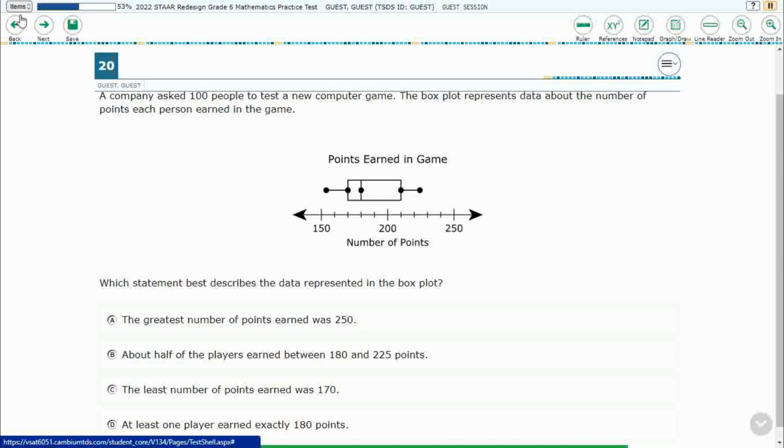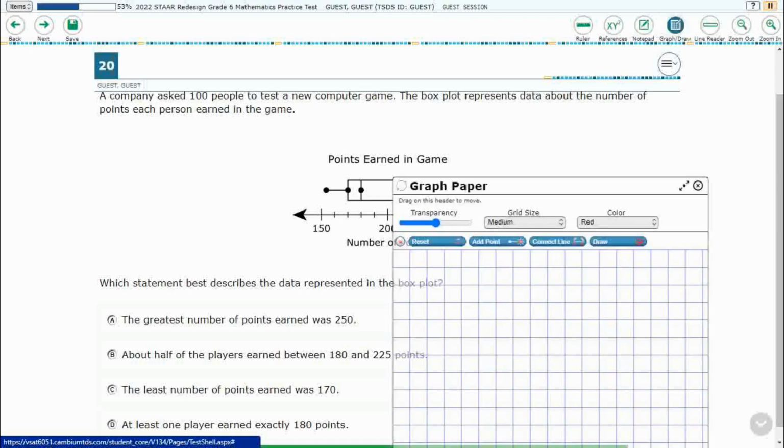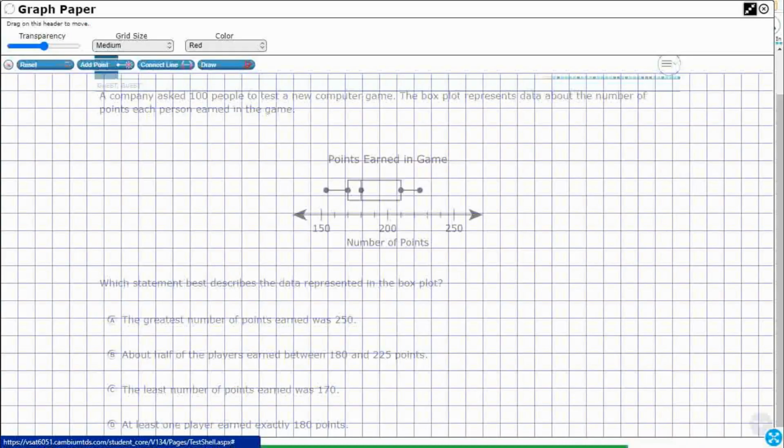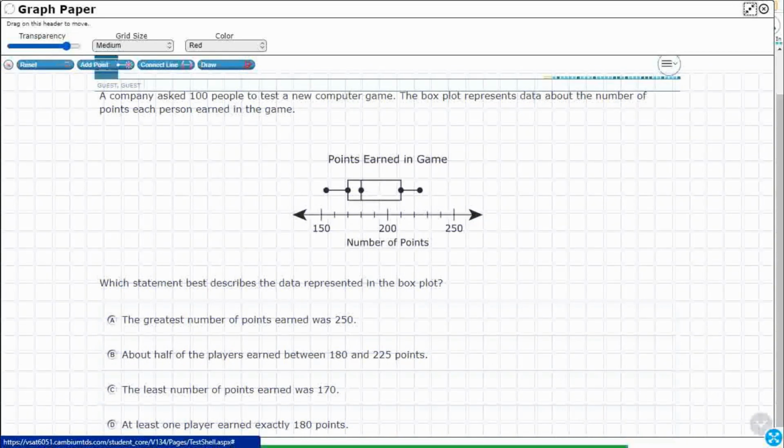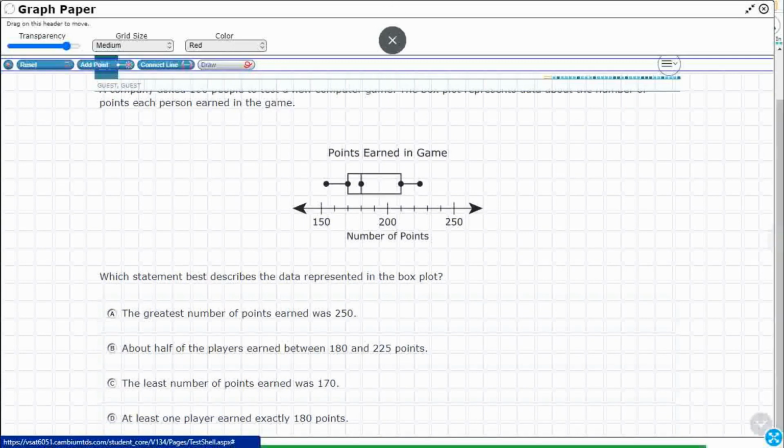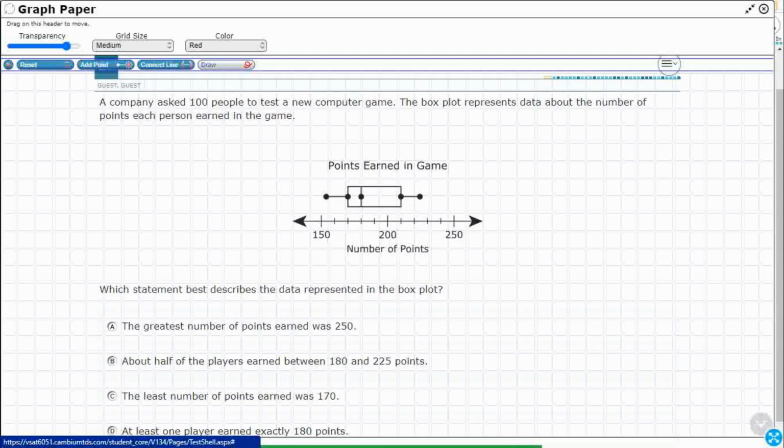We have a box plot here, and we need to simply find a statement that is true. All right, so let's open up our graph draw feature, increase the transparency here, and let's look at our data here. So first off, it says the greatest number of points earned was 250. So we're looking at whether or not that is true. And where's that 250 come from? Here is the highest number that is on the actual grid there, 250.